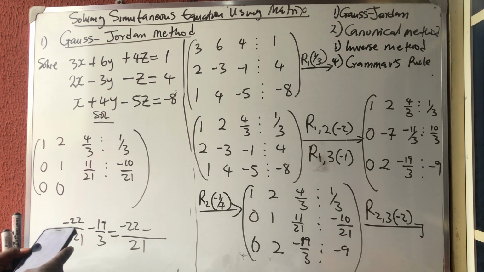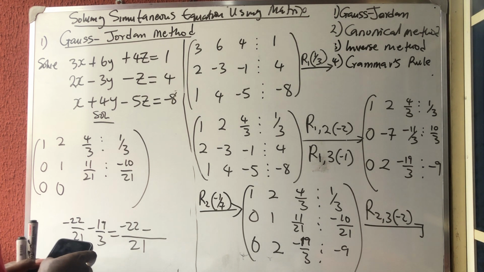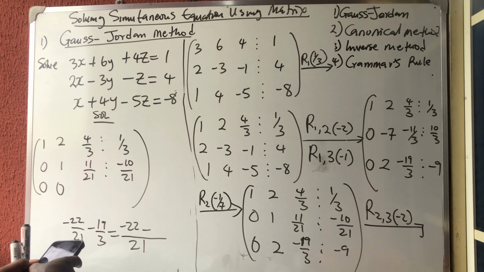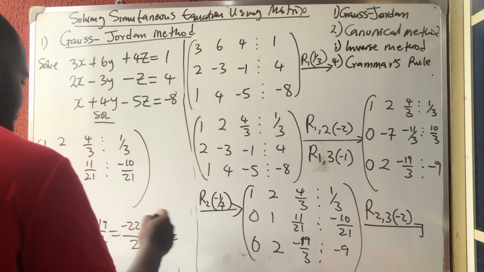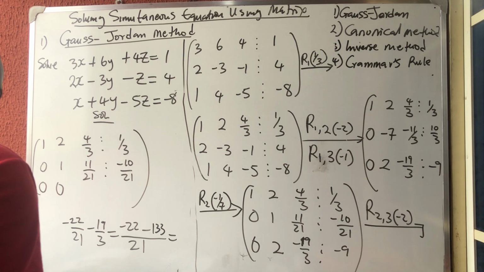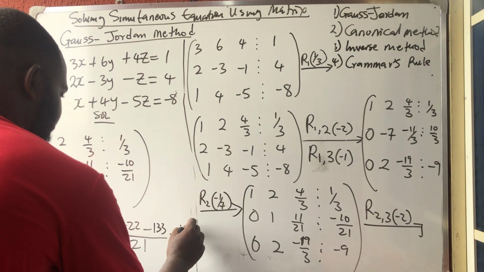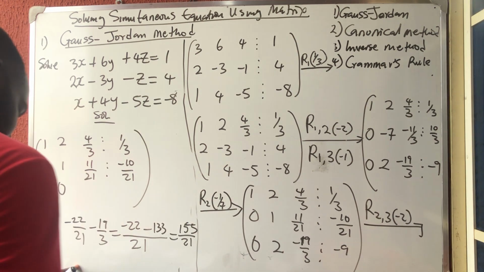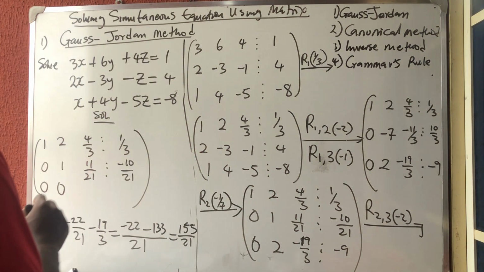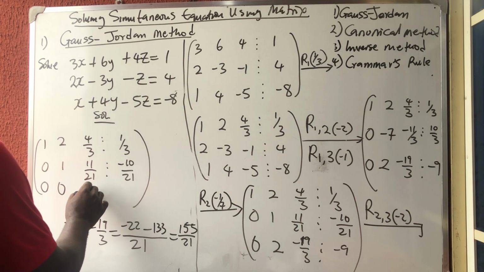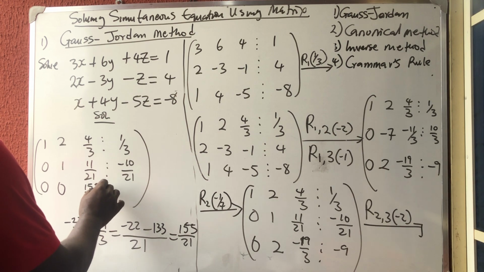My mind is telling me that I've made mistakes somewhere. So I'm having minus 21 divided by 3. That is 7. 21 divided by 3 is 7. 7 times 19, I'm having 133. So 133 plus 22, I'm having 155. 155 over 21, divided by 21, it doesn't go. So I'm having 155 over 21.